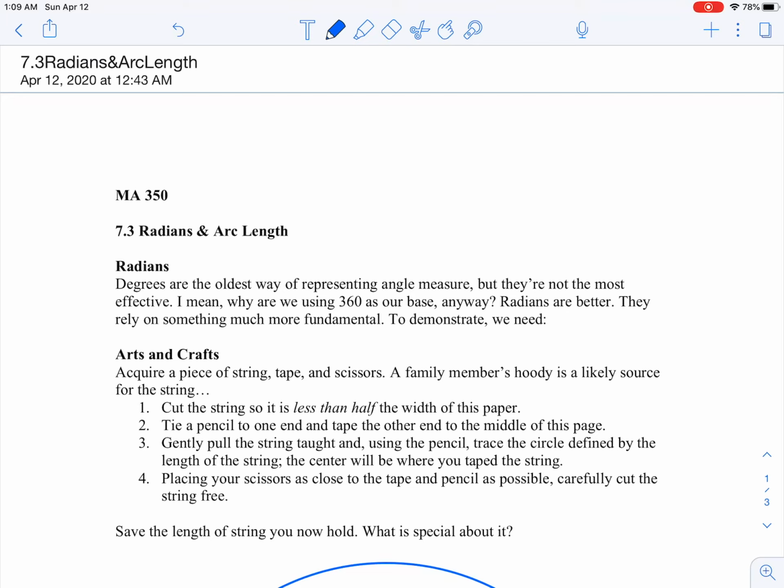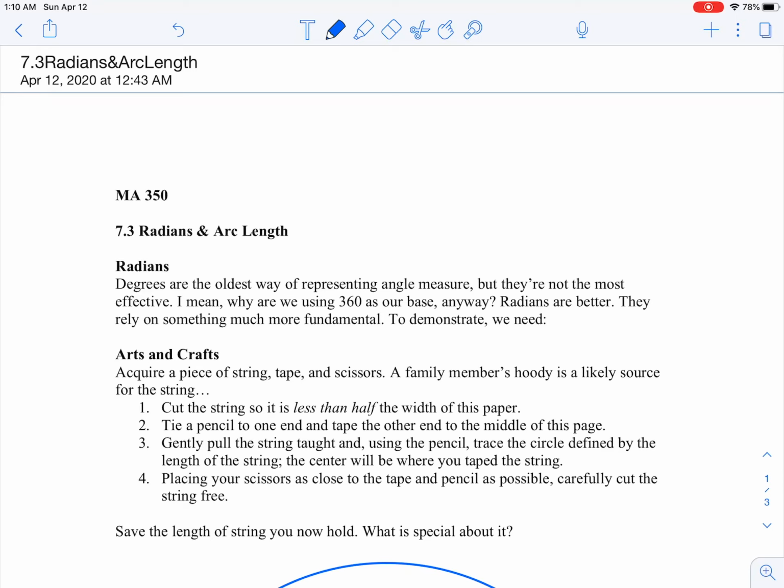Acquire a piece of string, tape, and scissors. A family member's hoodie is a likely source for the string. Joke, that's a joke. 1. Cut the string so it is less than half the width of this paper. 2. Tie a pencil to one end and tape the other end to the middle of this page.